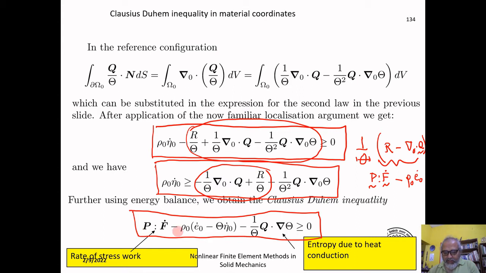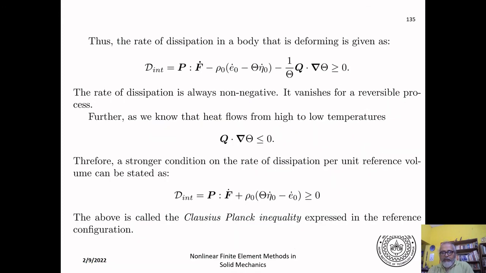So this is the rate of stress work. This is the entropy due to heat conduction, and this whole thing has to be greater than or equal to 0. So this is your Clausius-Duhem inequality, which must be satisfied because the second law cannot be violated. So we cannot have a situation where the left hand side is less than 0.